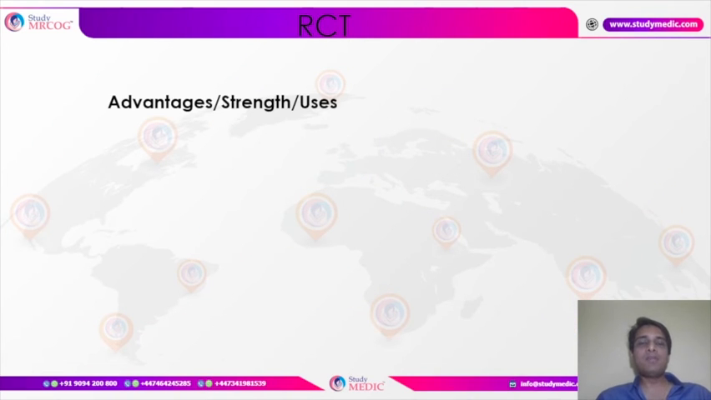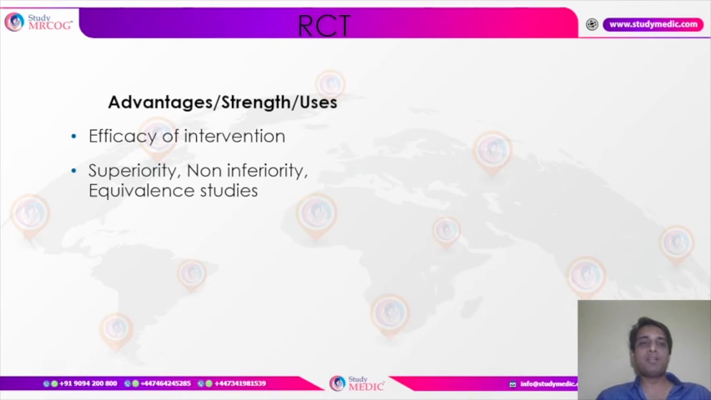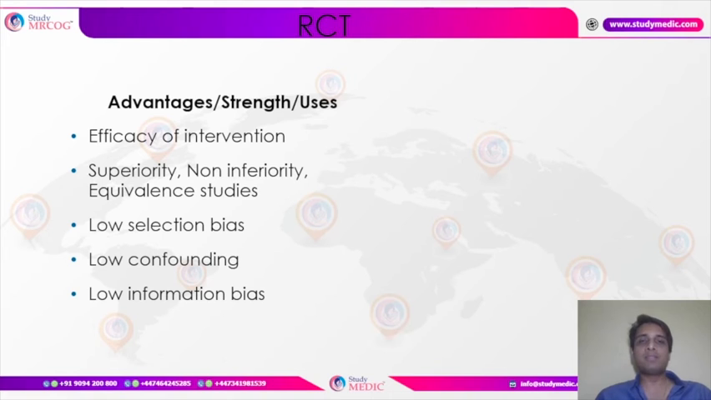In RCT, the advantages or strengths or uses are that it is the best study to find out the efficacy of an intervention. Superiority trials, non-inferiority trials, and equivalence studies can be performed. Selection bias is low because we are randomizing, and also confounding is very less. There is less information bias.